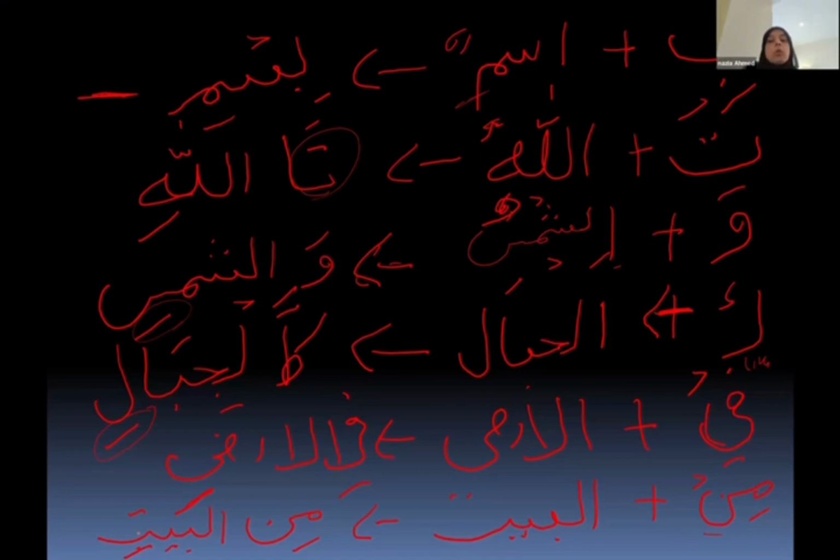So the homework is to draw 2 palm diagrams, one with min, another one with ala, keeping in mind these 2 rules I just mentioned. And any questions?